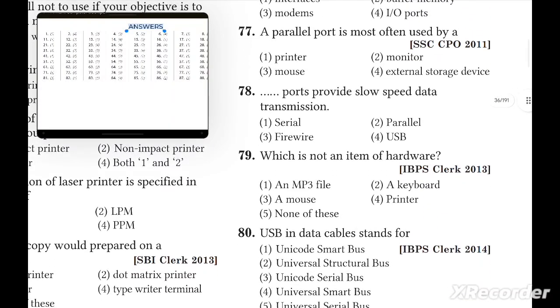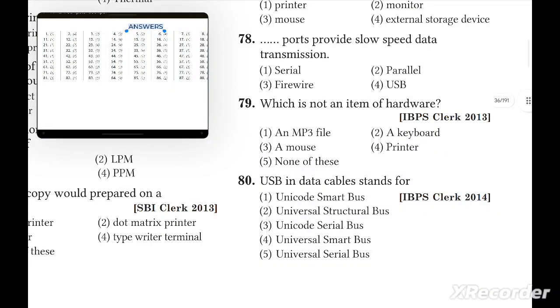Next, a parallel port is most often used by first, printer. Second, monitor. Third, mouse. Fourth, external storage device. The correct answer is first, printer.